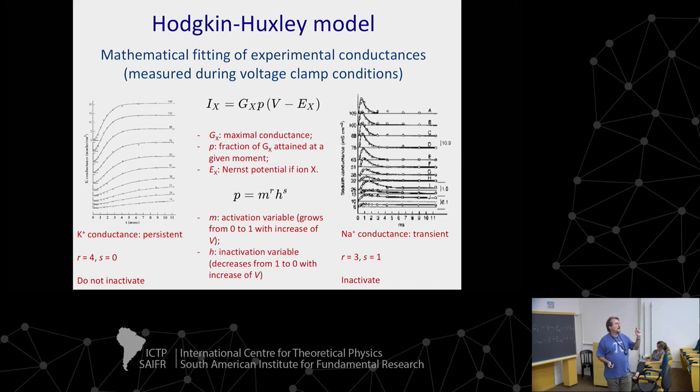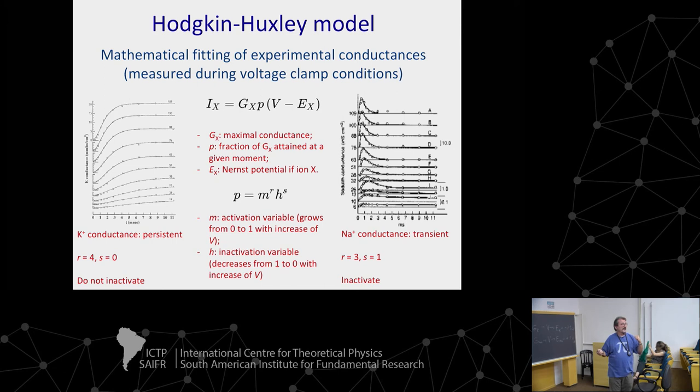And they did this because they developed a technique called voltage clamp. So they were able to fix the voltage at whatever value they wanted. By fixing the voltage at a given level, they prevented the cell from generating an action potential. So they could just measure the current due to a given ion when the voltage was fixed.